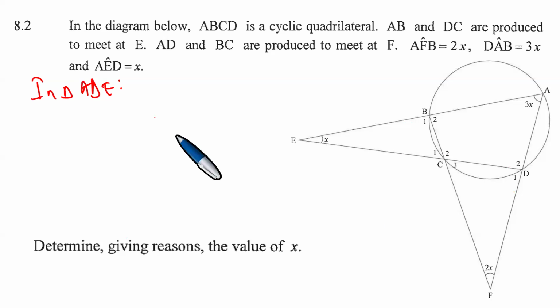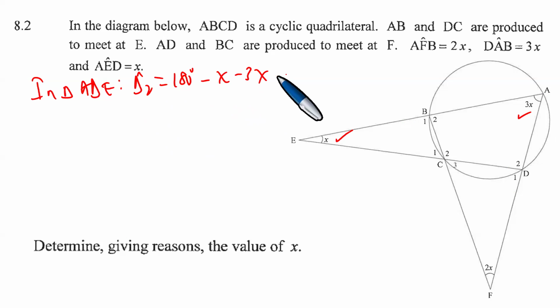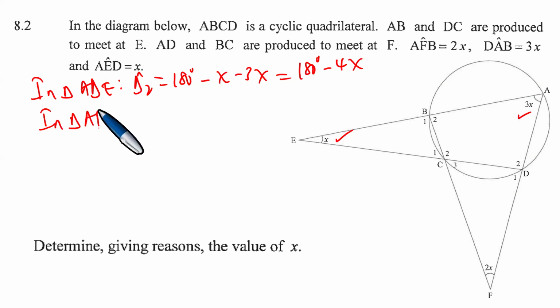Since I have the two angles, D2 is equal to 180 minus 3x minus x, which is equal to 180 minus 4x. And then I did the same with ABF to find B2. So you did the same in the triangle ABF. Yes, sir. So what do you get?